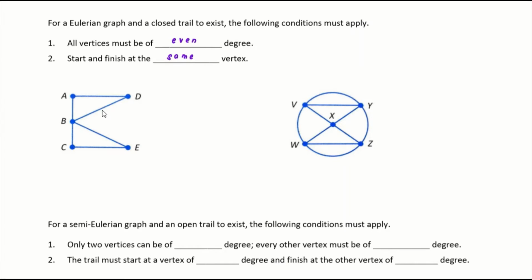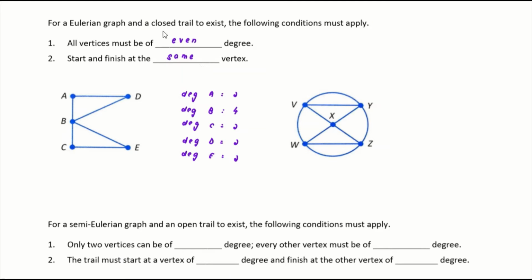Let's try to check in terms of their degree first. You can see that the degree of A is 2. Am I right? Then the degree of B, what's the degree here? You can see 1, 2, 3, 4. The degree of C is 2, the degree of D is 2, and the degree of E is 2 as well. So you'll realize here that you have 2, 4, 2, 2, 2, which means that all the vertices here are of even degree. So you satisfy the first case.